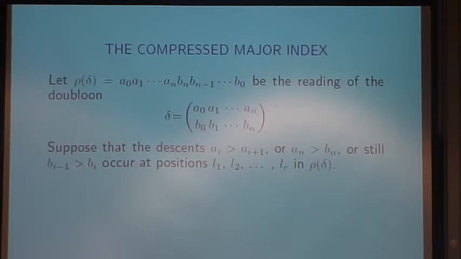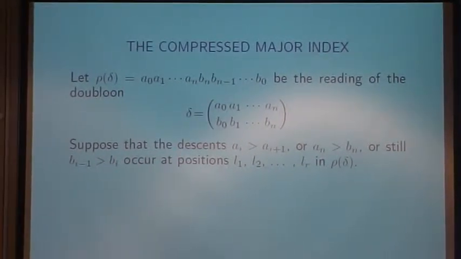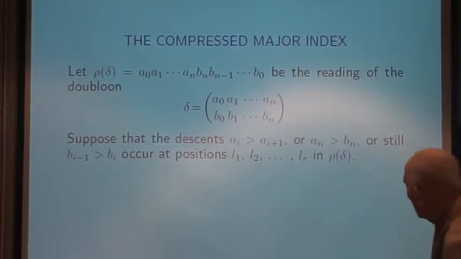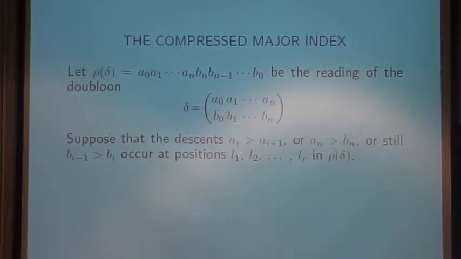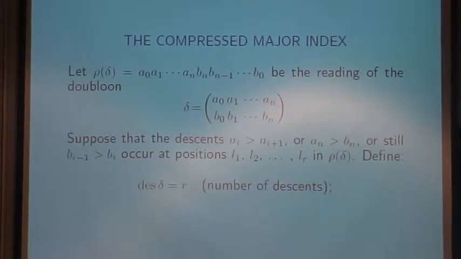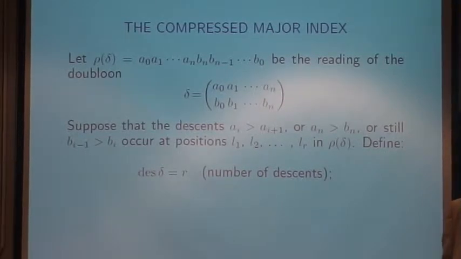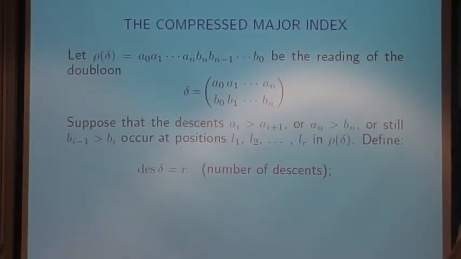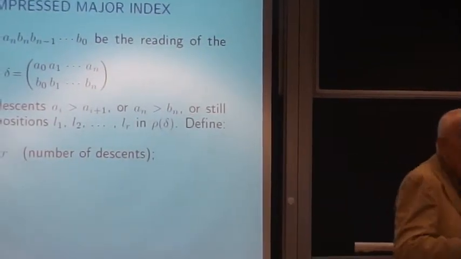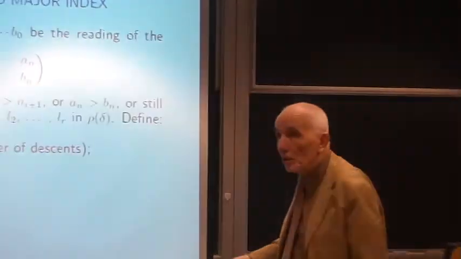Oh, no, I'm wrong here. It's b_i greater than b_(i-1), you see, because we go backward. And suppose they occur at positions l1, l2, up to lr. Then we define the descents and the number of such descents, no problem. And there is also a statistic which has been introduced by MacMahon. So the major index of the doublet would be just l1 plus l2 plus up to lr.